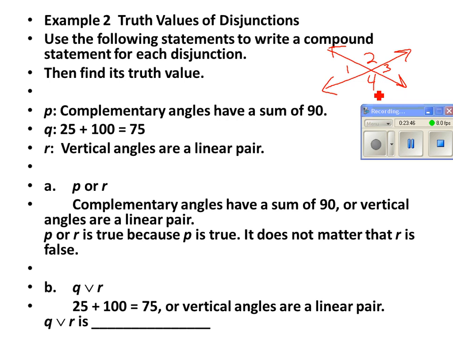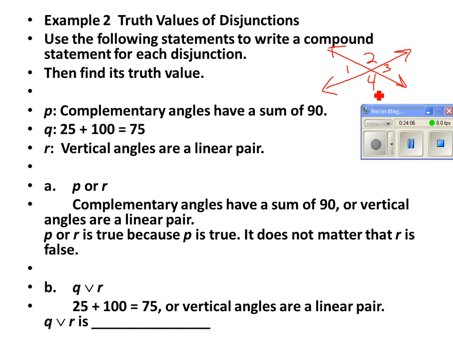Are 2 and 4 a linear pair? What's a linear pair do? They make a line. Name me a pair that's a linear pair in this picture. 1 and 2, 2 and 3. So are vertical angles ever a linear pair? No. So that one would be false also.